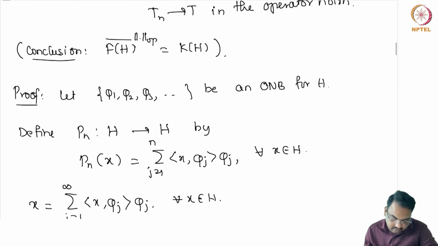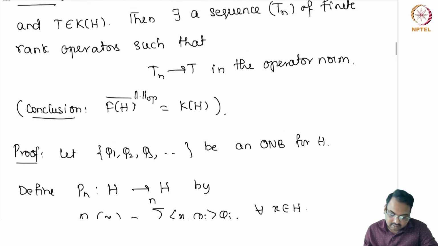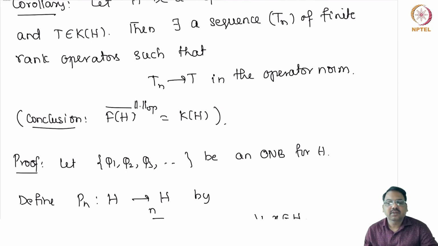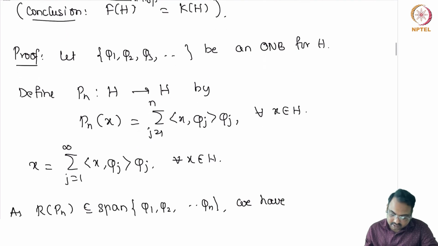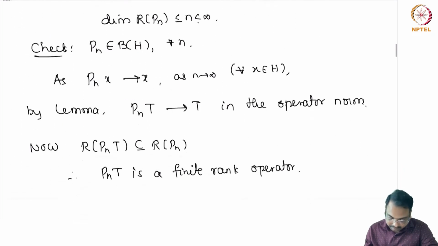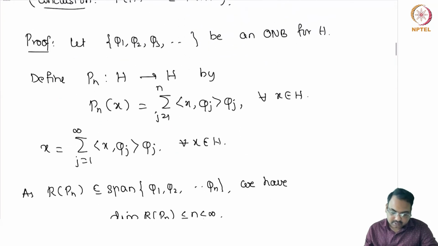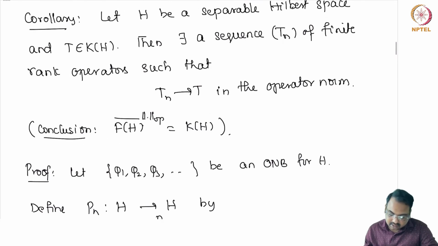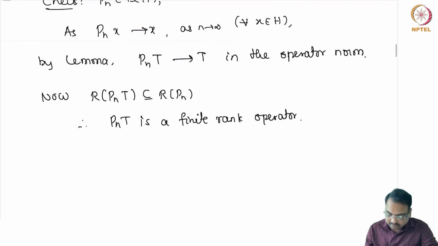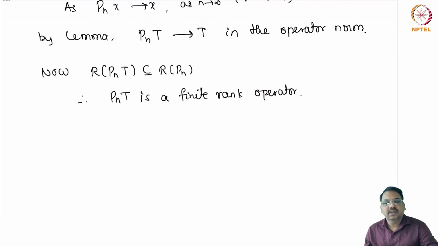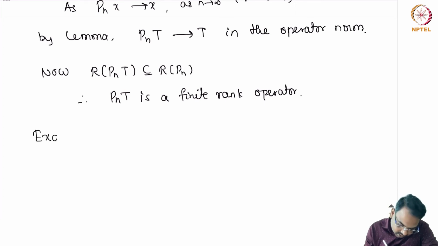So we have concluded that given any compact operator T, we can approximate it by a sequence of finite rank operators in the operator norm. So from this we can say that the set of all finite rank operators is dense in K(H) with respect to the operator norm. Now using these results, we can actually get many more examples of compact operators apart from finite rank operators. So let us see a few examples.